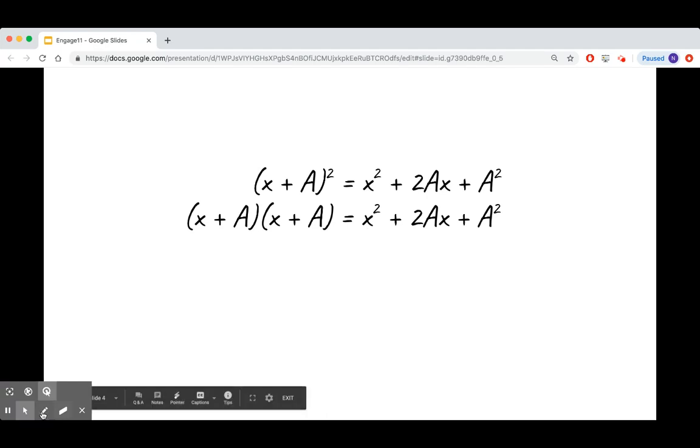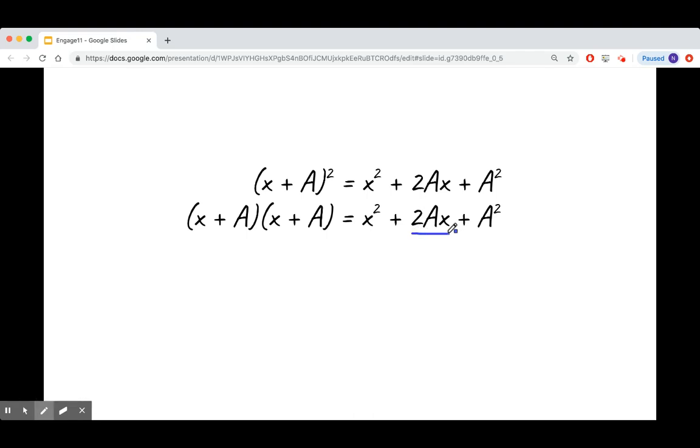You also might have noticed that your linear term is always 2 times a times x, because you're multiplying x times a and x times a, then adding the like terms together for 2 of those a times x terms. Finally, you might have noticed that your constant term is always a squared, because you're multiplying a times a each time. Remember that a could represent any number depending on what the constant is in your quadratic expression.